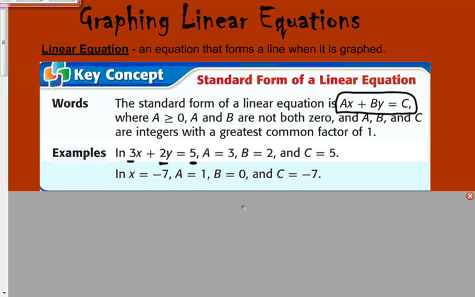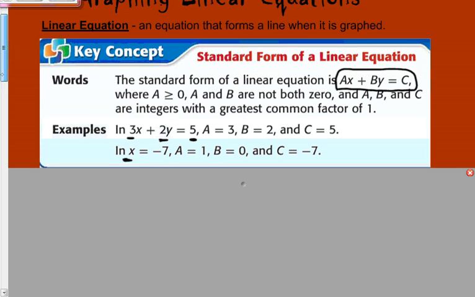In x equals negative 7, A is 1. So there's a 1 in front of this x. There is no y here, so no B. That's why B is 0. And then C is your negative 7. So let's look at some more of these.